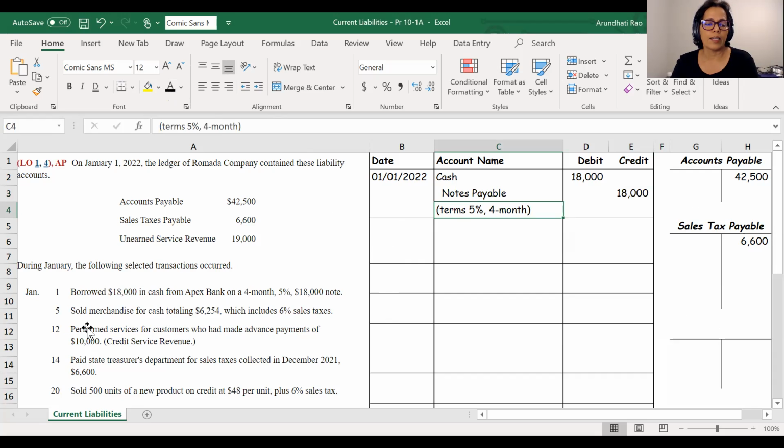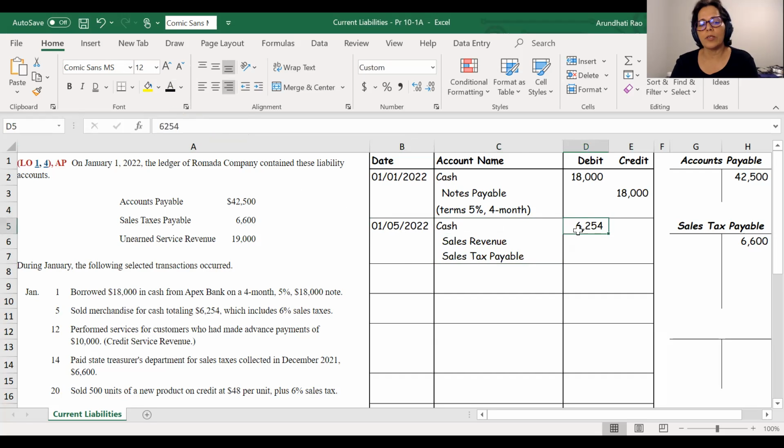On the 5th, I sold merchandise for cash, totaling $6,254. This amount included sales tax. So let's take a look at this journal entry. On the date of the transaction, January 5th, I collected cash from my customers. I know the amount of cash that I've collected. Now this money has to be credited to 2 different accounts. One is my sales revenue and the other is sales tax payable.